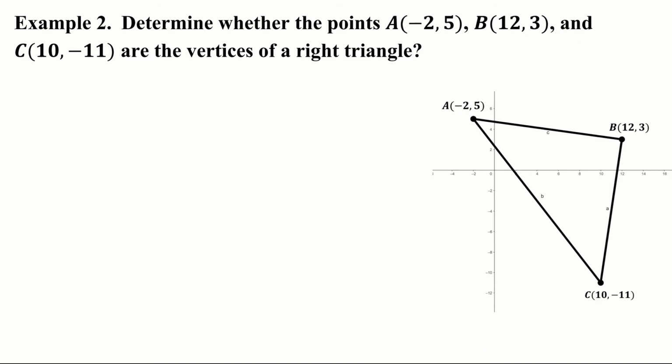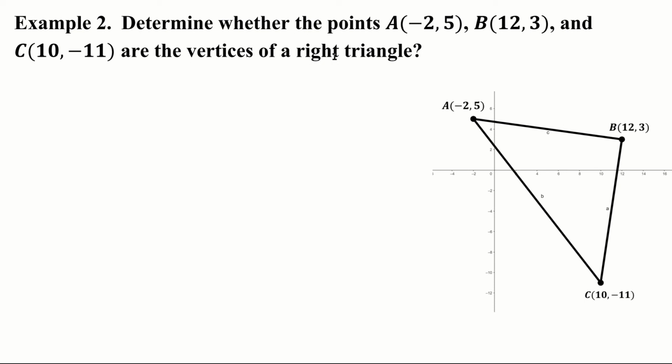Okay, here we have a problem that relies on the fact that the Pythagorean theorem is a biconditional, meaning that if you have a right triangle with legs A, B and hypotenuse C, then A squared plus B squared equals C squared, and vice versa. If you have a triangle in which A squared plus B squared equals C squared holds, then it's a right triangle.